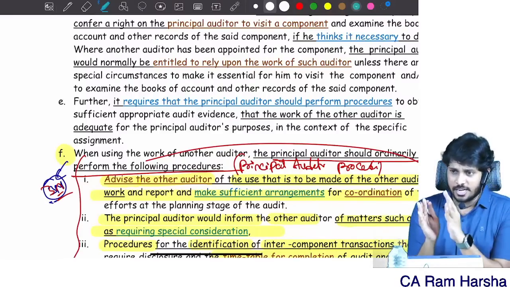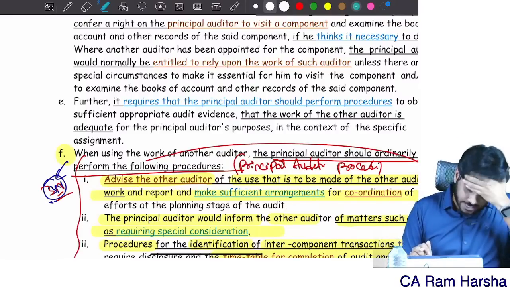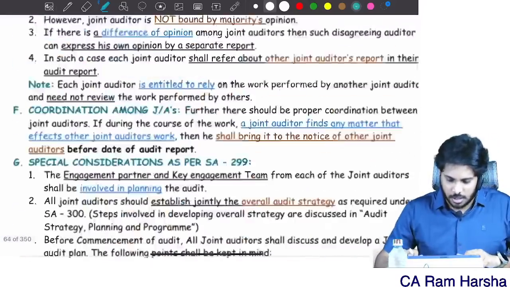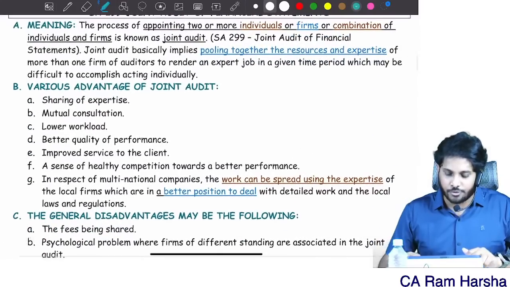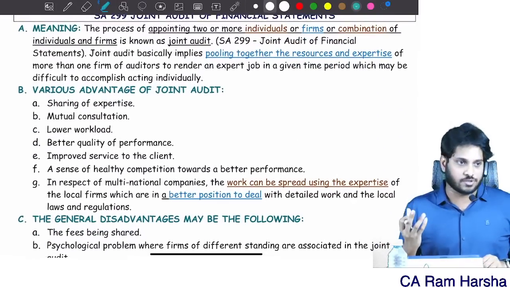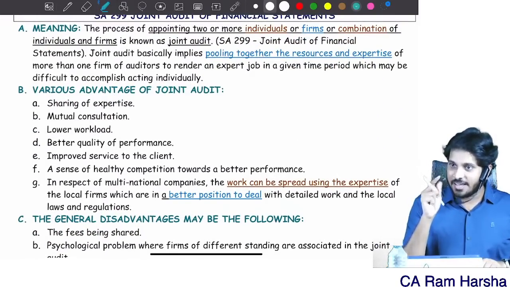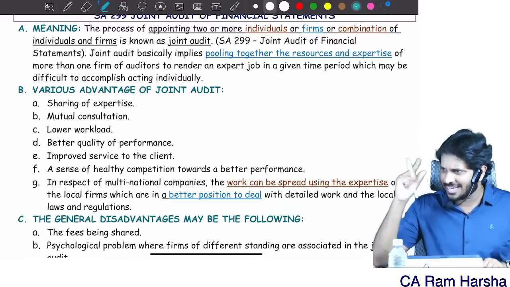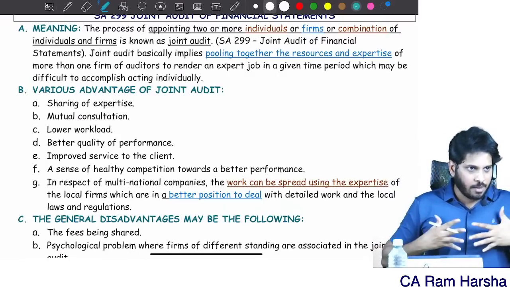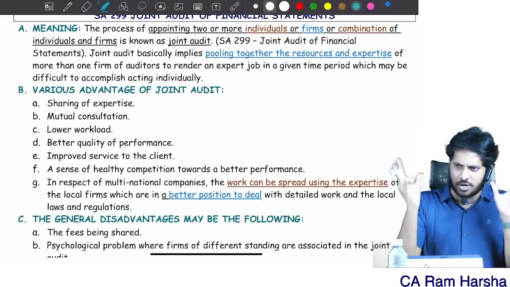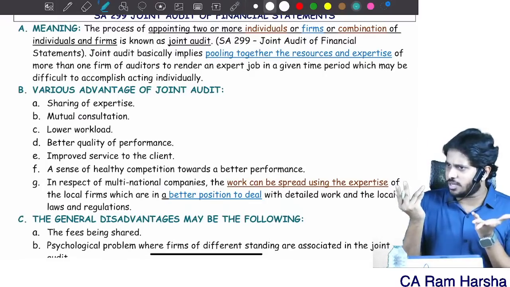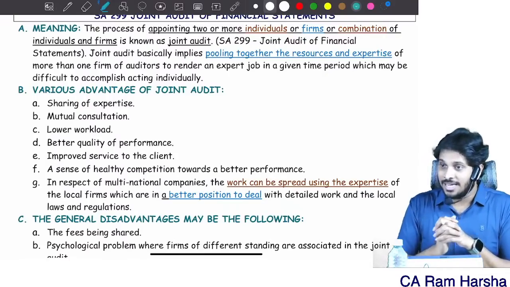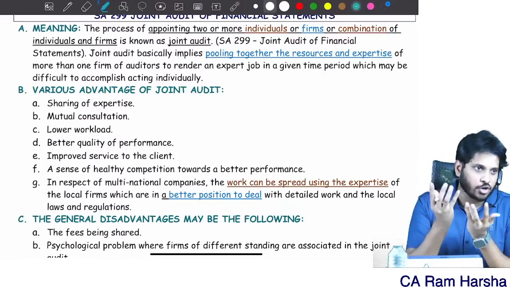Now, understood until now? Let's look at the 299 standard, joint audit. What is a joint audit? Appointment of two or more audit firms for the same entity, for the same financial year, with the same scope of work. Correct? Scope is same. I am the auditor for the full company, you are also the auditor for the full company. We both are principal auditors only. When the scope of work is same, we are called as what? Joint auditors.